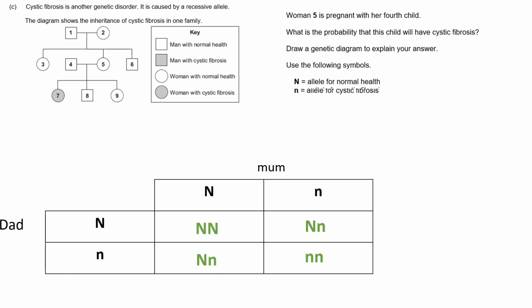And we've got our results. So as I said previously, you've got to state what these phenotypes mean. So make a little note. 25%, capital N, capital N, so that's normal health, not a carrier. 50% will be capital N, lowercase n, normal health, but a carrier of the gene. And the one we're particularly interested in is 25% lowercase n, so that person has cystic fibrosis. So they've got a 25%, 1 in 4 chance. You can express it in both ways to get that mark.